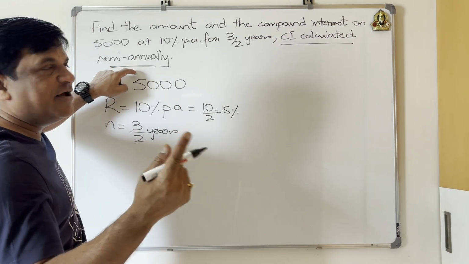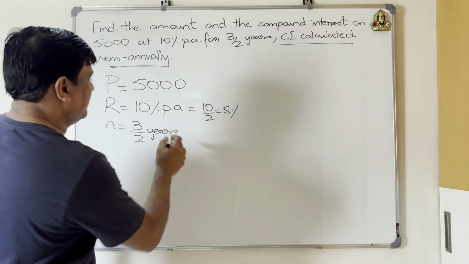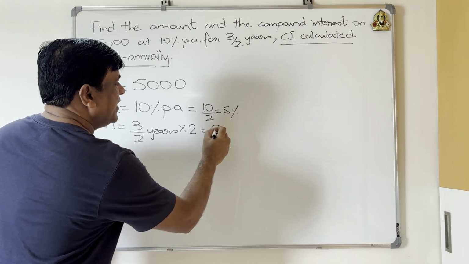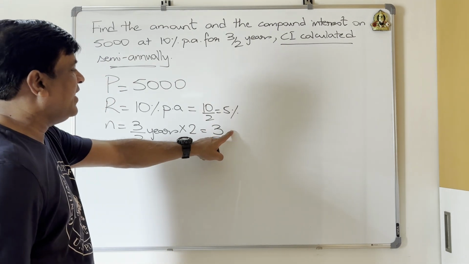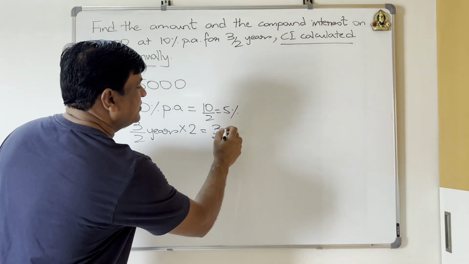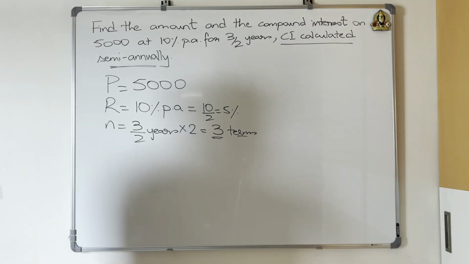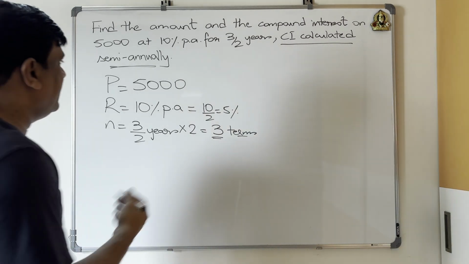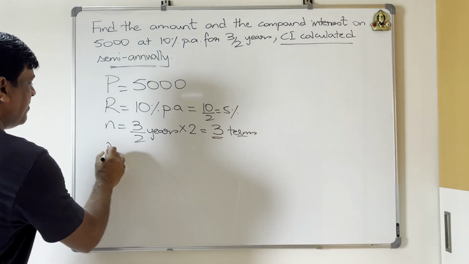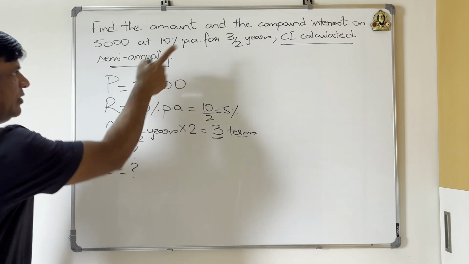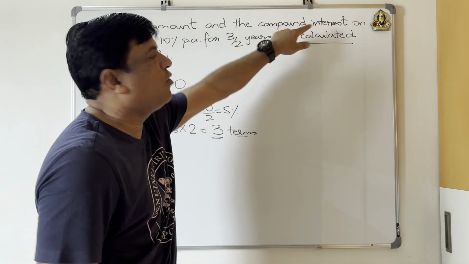In a year, we have 2 blocks of 6 months. So I need to multiply this by 2. So you get it to be 3. I'll not put it as years, but this is 3 terms. I need to calculate it for 3 terms. So let's go ahead. They asked us to calculate the amount and the compound interest. Find the amount and the compound interest.